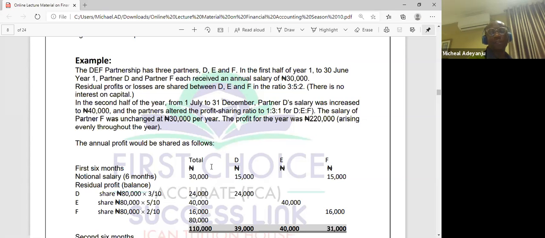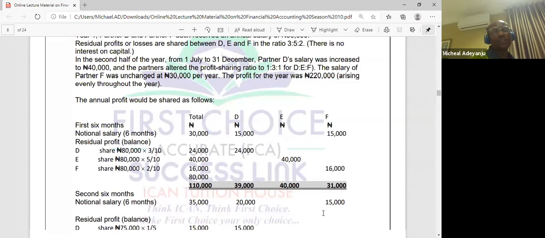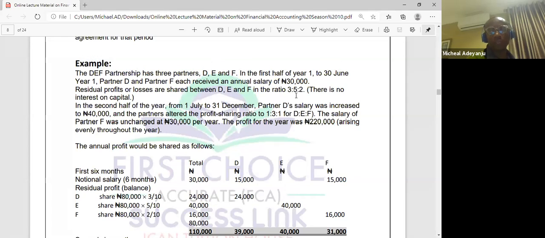It's not as if they divide 30,000 naira by 2 because D and F are sharing 30,000 naira. No, each of them collected 30,000 naira. And because it is still half of the year, how much have they collected so far? It is 15,000 naira each. Hence, what is the profit for the half of that year? The residual profit or loss ratio should be 3:5:2. There is no interest on capital.